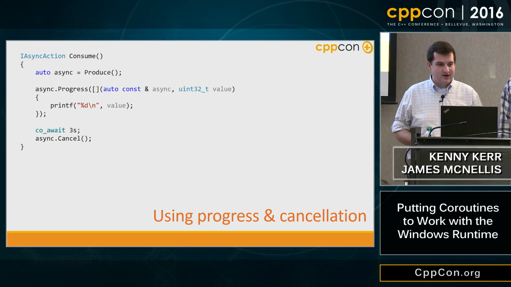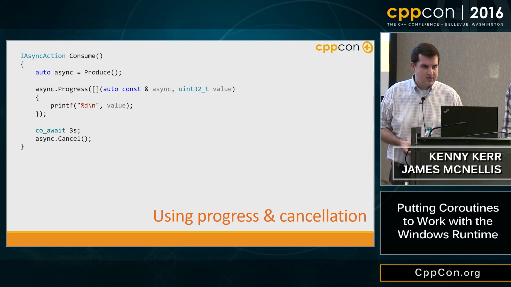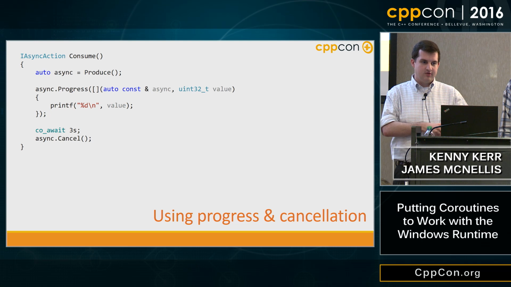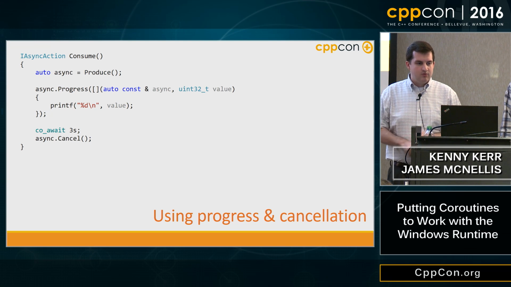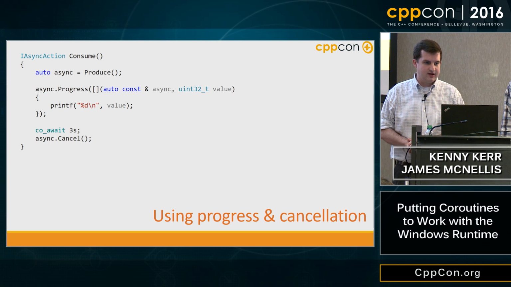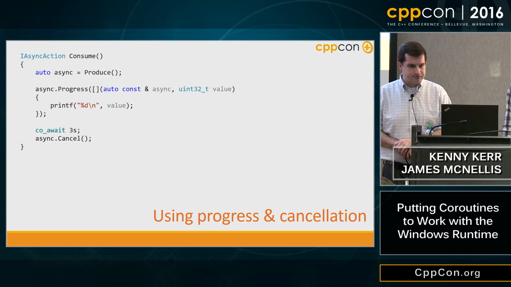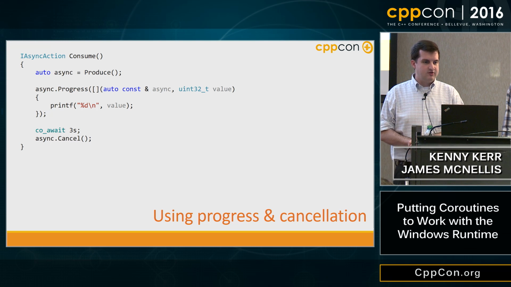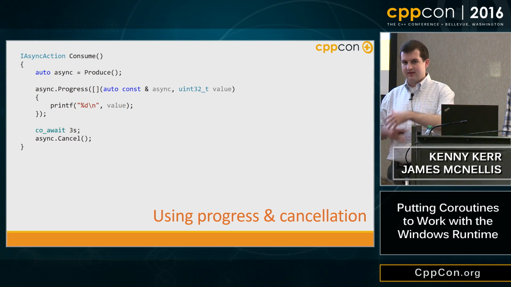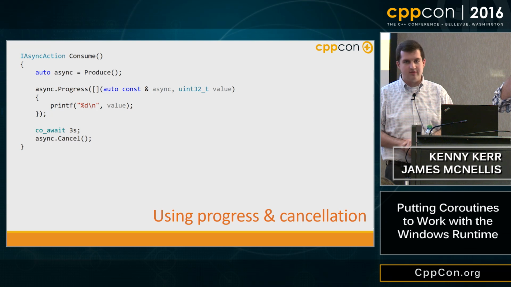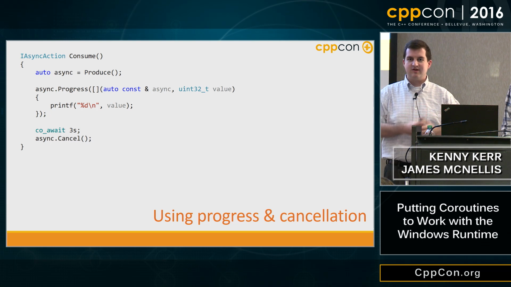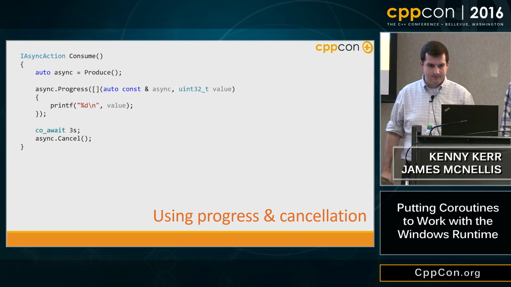So then on the consumer side, similar to what we've seen previously, we'll call produce, and we'll store the IAsyncAction there. We'll attach our progress handler, which is just going to print out the number of times we've iterated. We'll then wait for 3 seconds, and then we'll cancel the operation. What this is going to do is print out 1, 2, 3, and then we will cancel the background operation. It will notice that it's been canceled, and then it will stop running.